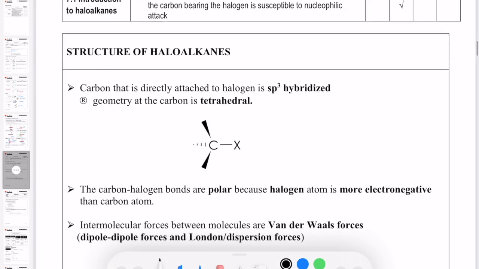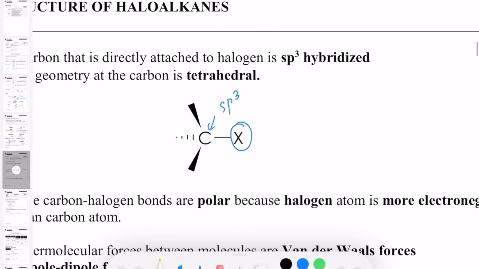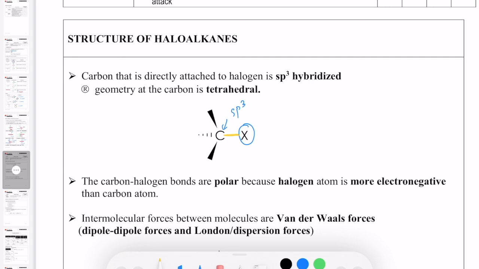Okay, so mari kita berkenalan dengan lebih lanjut. Haloalkane ini usually bila kita letak dia, the halogen with the carbon, this carbon should be sp3 hybridized lah. So you can see it like this. And then this is a polar bond. Okay, this is a polar bond. And halogen is more electronegative than hydrocarbon.